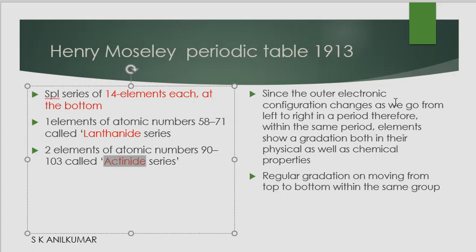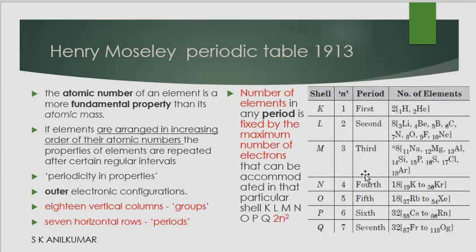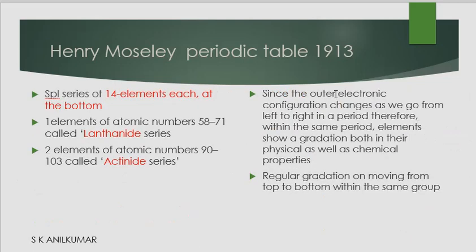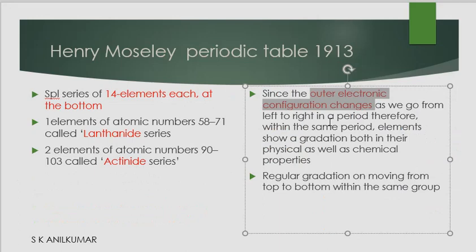And then since the outer electronic configuration changes as we go from left to right, here we have seen how many electrons are there in each of the shells maximum. So this will decide in which period, that is, the horizontal row called the period, it will be. But in the column also, when we move left to right, the electronic configuration changes. So because of this, there is a gradation in physical properties, or gradation in chemical properties also. Characteristics change as the electronic configuration changes.